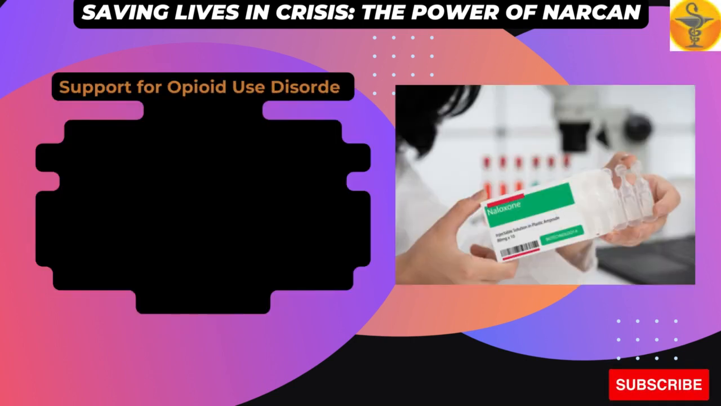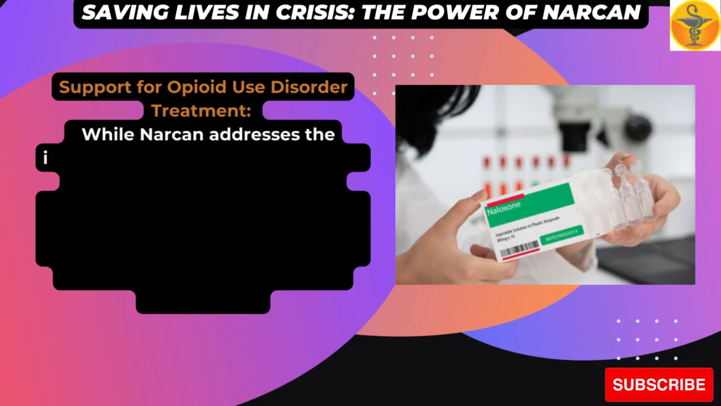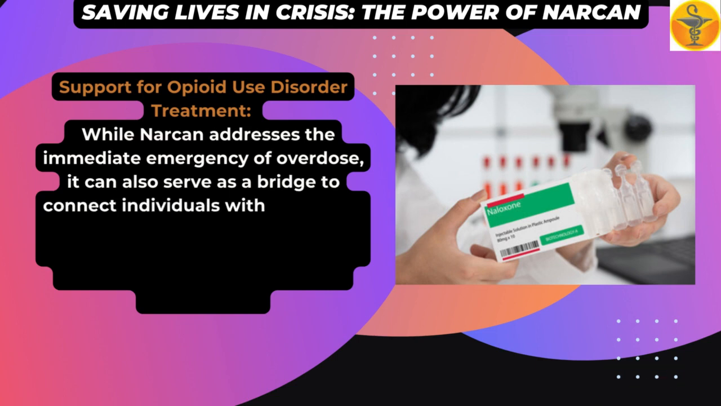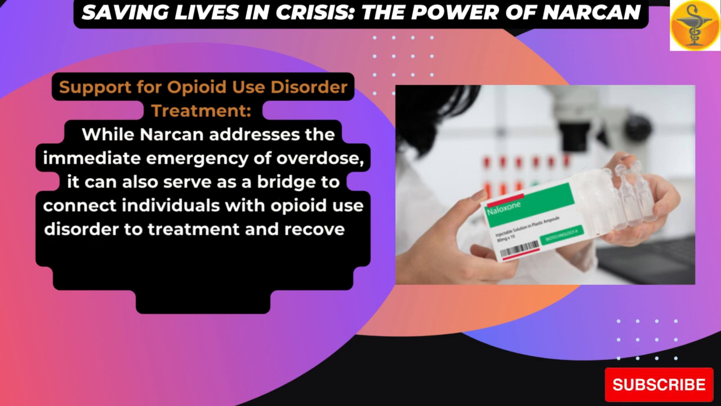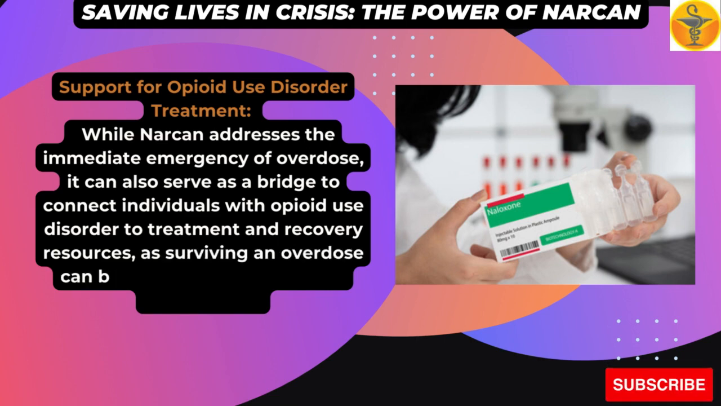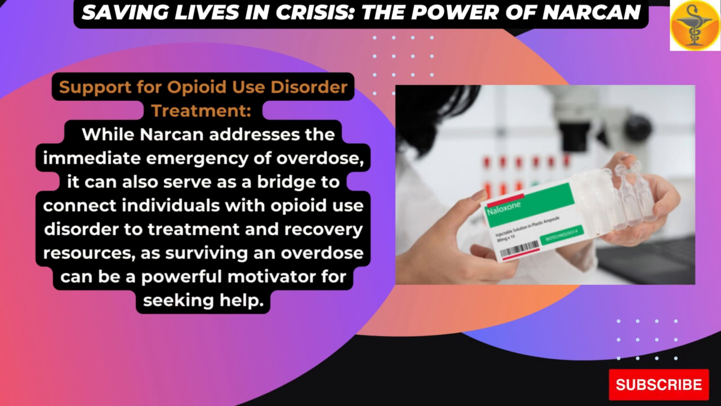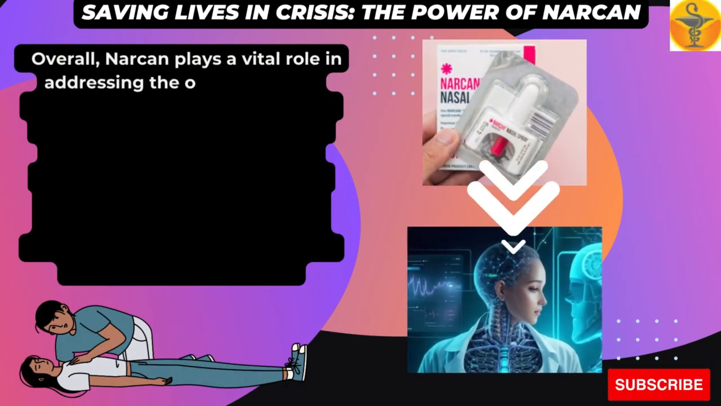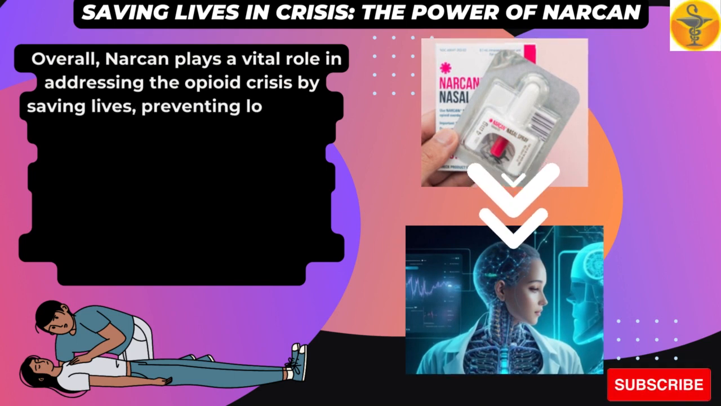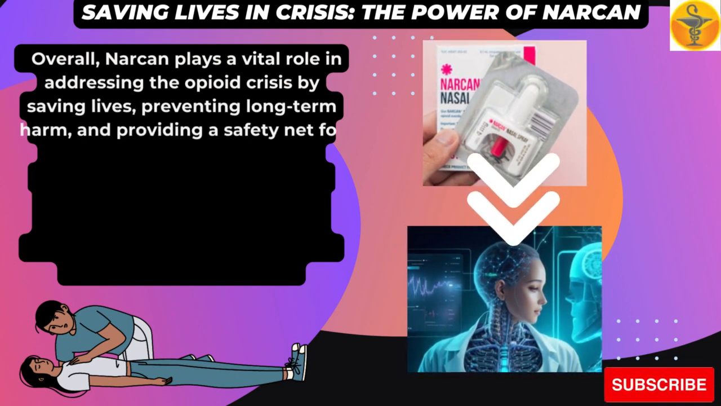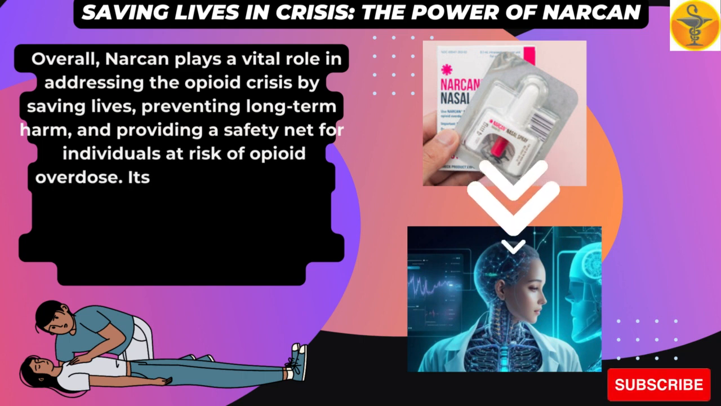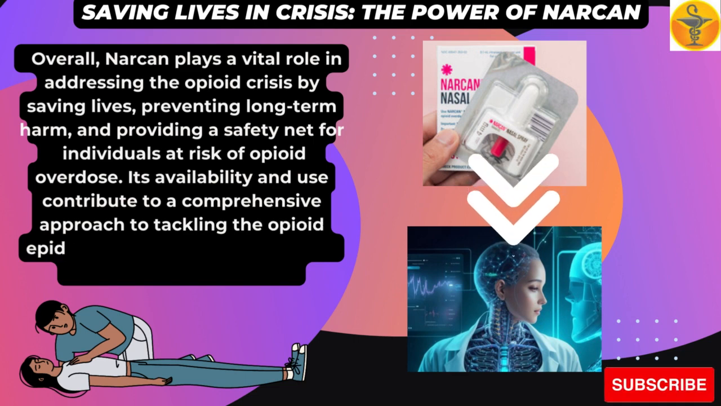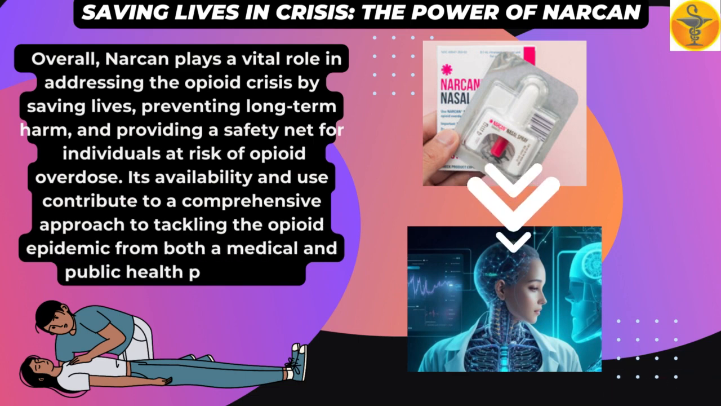10. Support for opioid use disorder treatment. While Narcan addresses the immediate emergency of overdose, it can also serve as a bridge to connect individuals with opioid use disorder to treatment and recovery resources, as surviving an overdose can be a powerful motivator for seeking help. Overall, Narcan plays a vital role in addressing the opioid crisis by saving lives, preventing long-term harm, and providing a safety net for individuals at risk of opioid overdose. Its availability and use contribute to a comprehensive approach to tackling the opioid epidemic from both a medical and public health perspective.